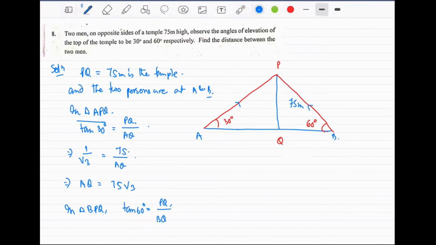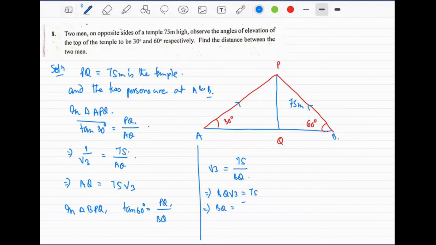Tan 60, let me continue on the side. Tan 60 is root 3. PQ is as usual 75. BQ is how much? We don't know this. Cross multiply, we will have BQ root 3 is equal to 75.